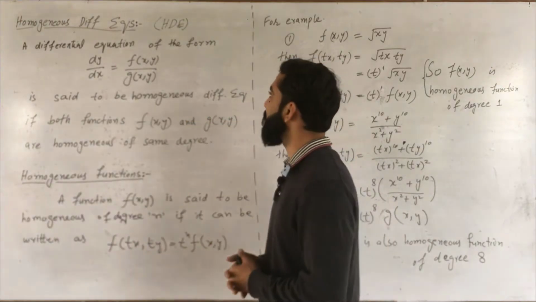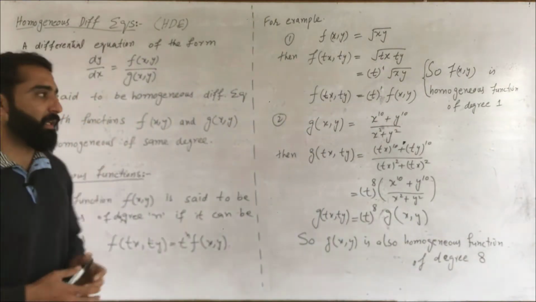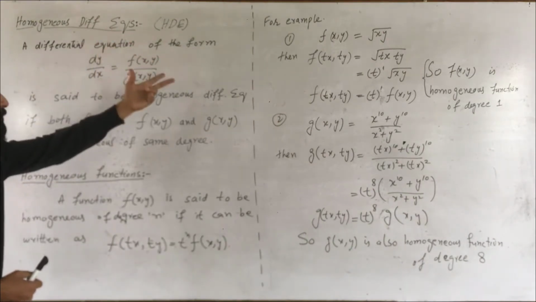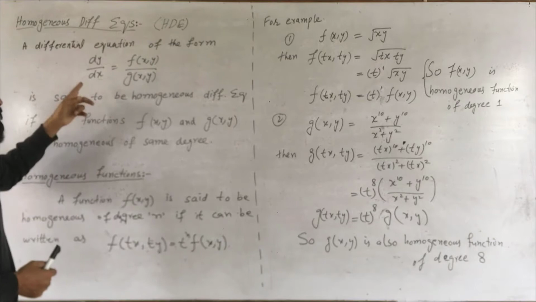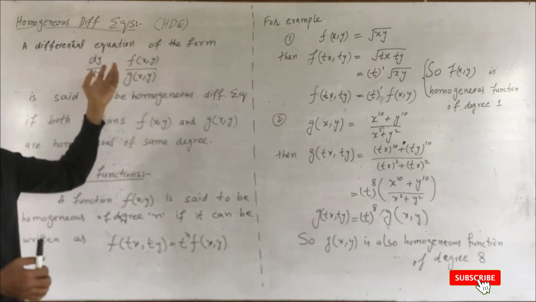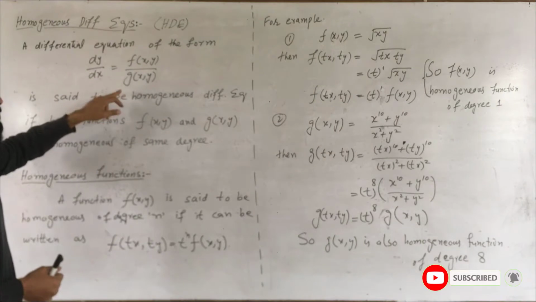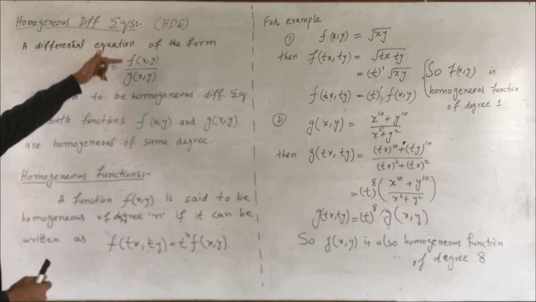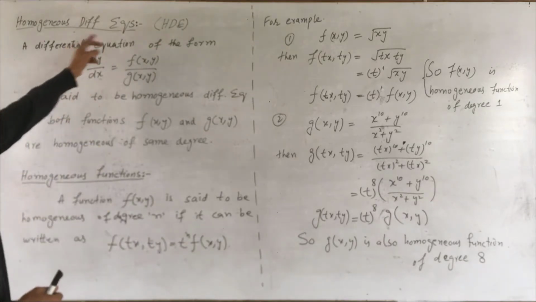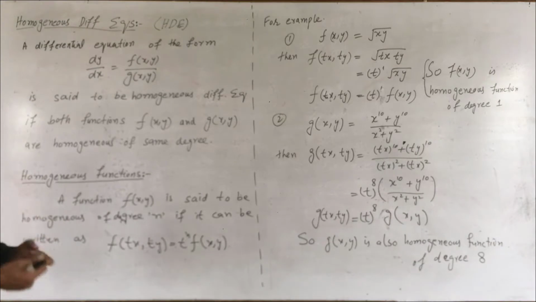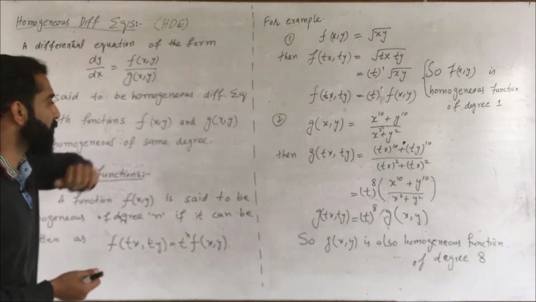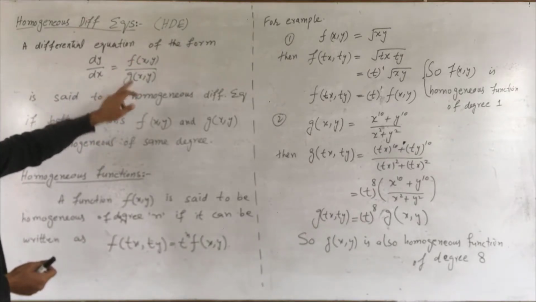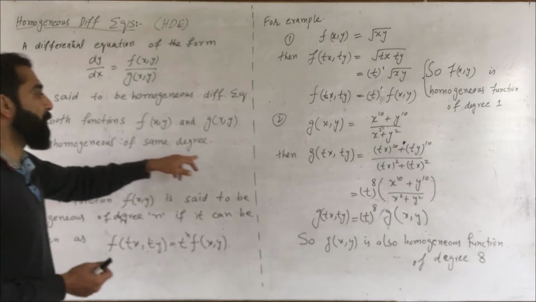So let's start with the definition of homogeneous differential equation. A differential equation of the form dy over dx is equal to some function of x and y, f of x y, divided by another function g of x and y, which is also a function of x and y, but these two functions are different functions. This type of equation is said to be a homogeneous differential equation if both functions, f of x y and g of x y, are homogeneous of the same degree.